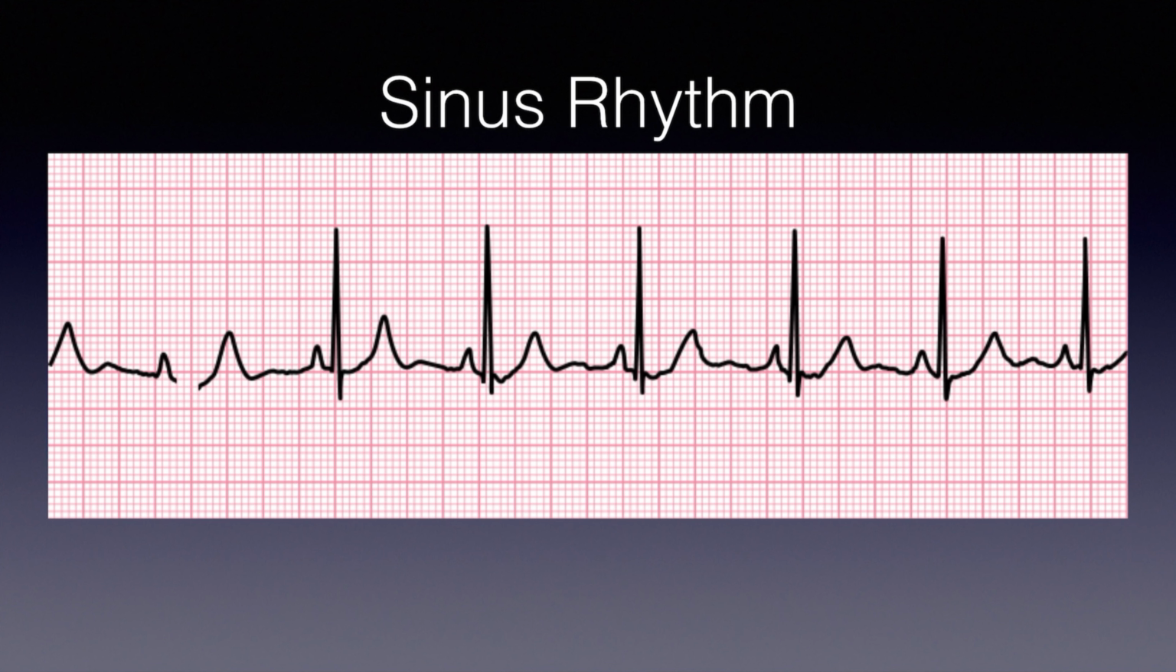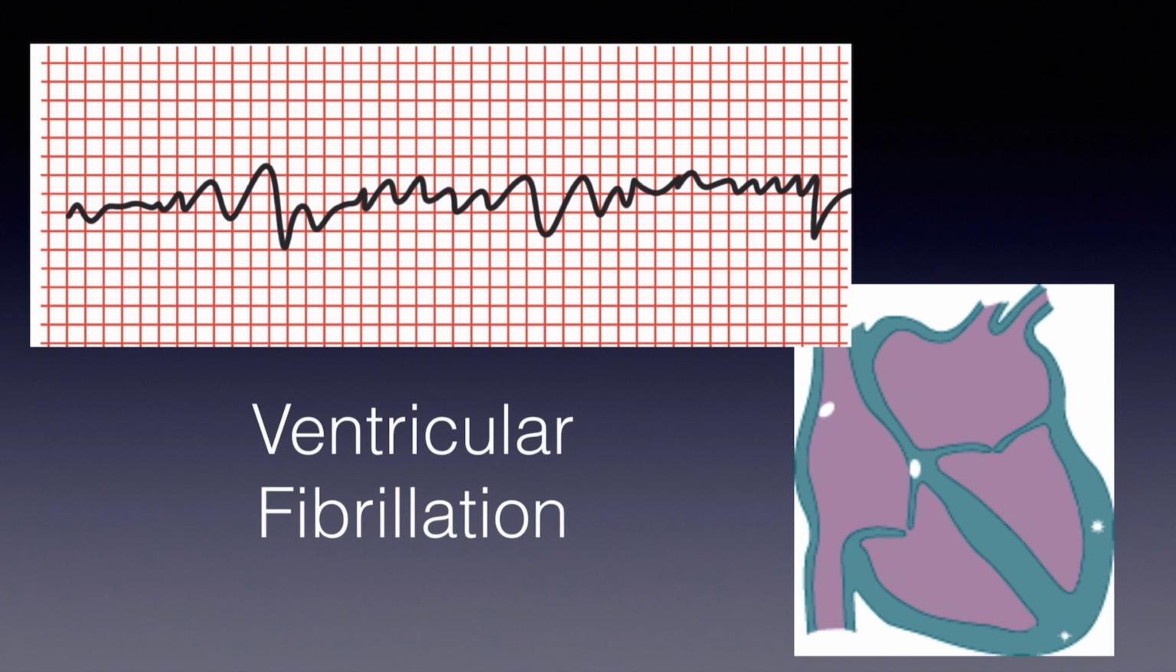There are a lot of rules that go into it, but this is what a normal rhythm would look like. Now this is one that's maybe a little more important to you as EMTs, because when we see ventricular fibrillation, we need to use an automated external defibrillator. So ventricular fibrillation is all these spots in the ventricles randomly firing off their own electrical impulses, and it causes this very chaotic looking rhythm.